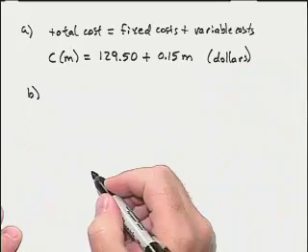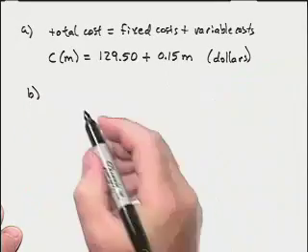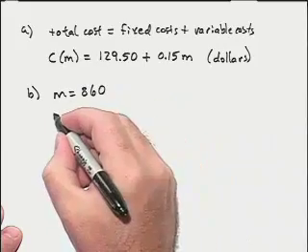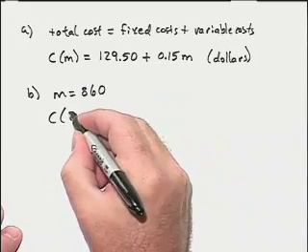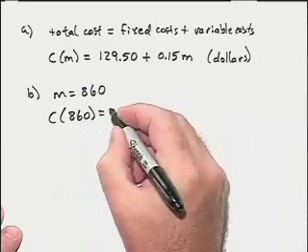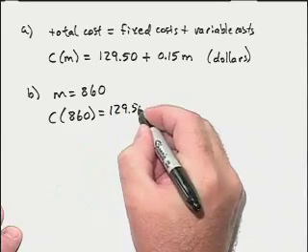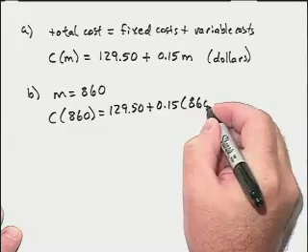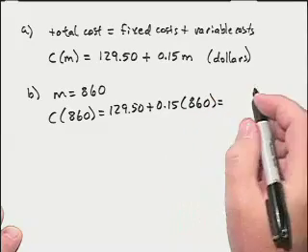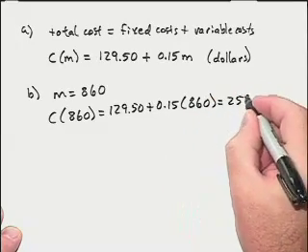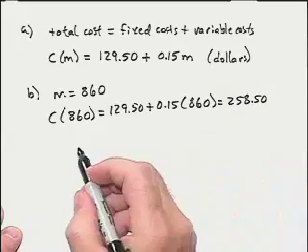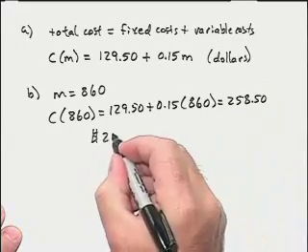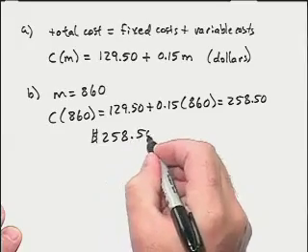For Part B, we're going to determine the rental cost if M is equal to 860 miles. We need to evaluate C of 860. So it'll be 129.50 plus 0.15 times 860. If we evaluate that, we get 258.50. So the rental cost for 860 miles is $258.50.